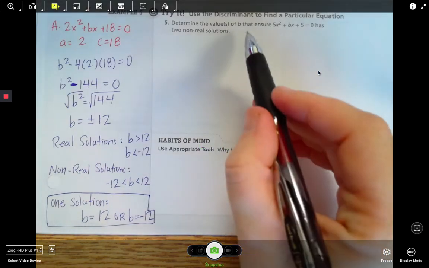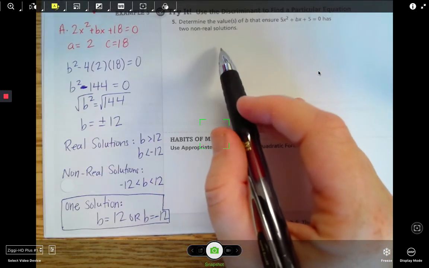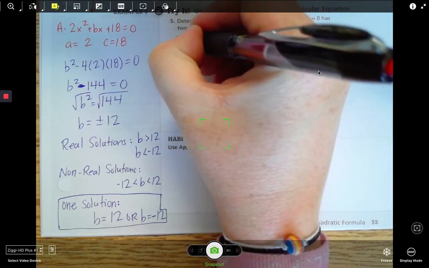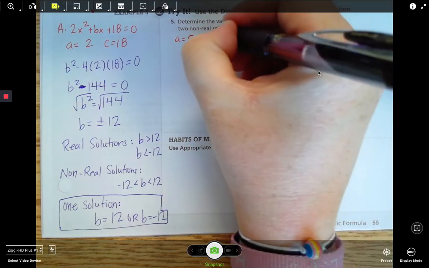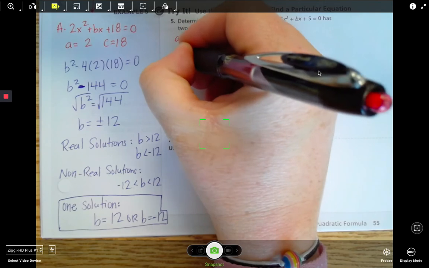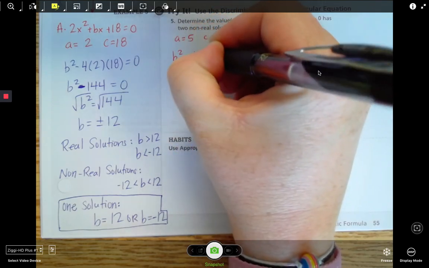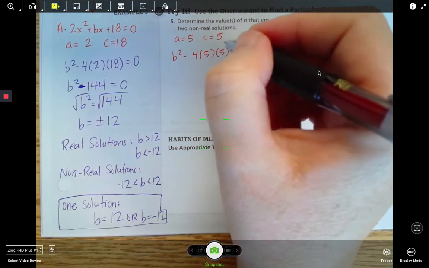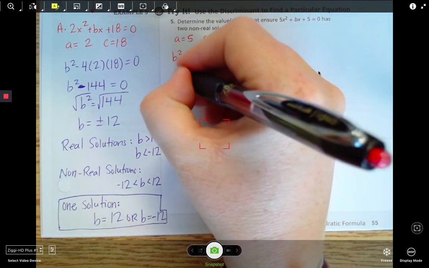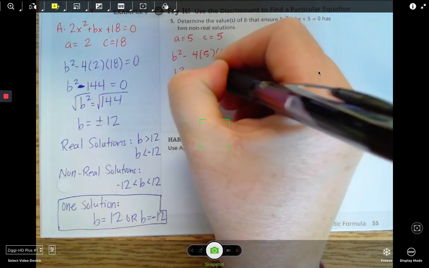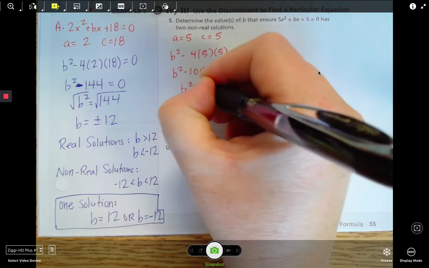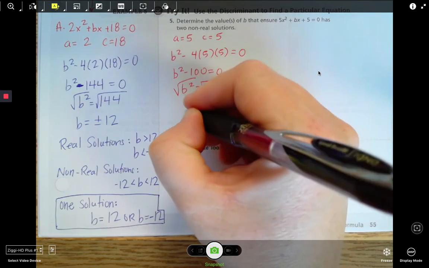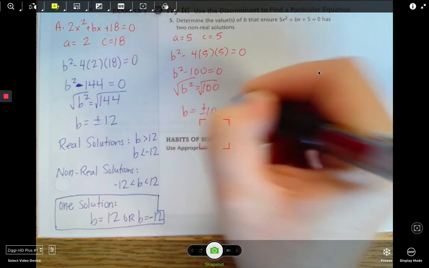So we're going to do the same thing, but this time we need to have two non-real solutions. So we let a equal 5, c equal 5. b squared minus 4 times a times c is equal to 0. b squared minus 100 equals 0. So b squared is equal to 100. Take the square root. b is equal to plus or minus 10.